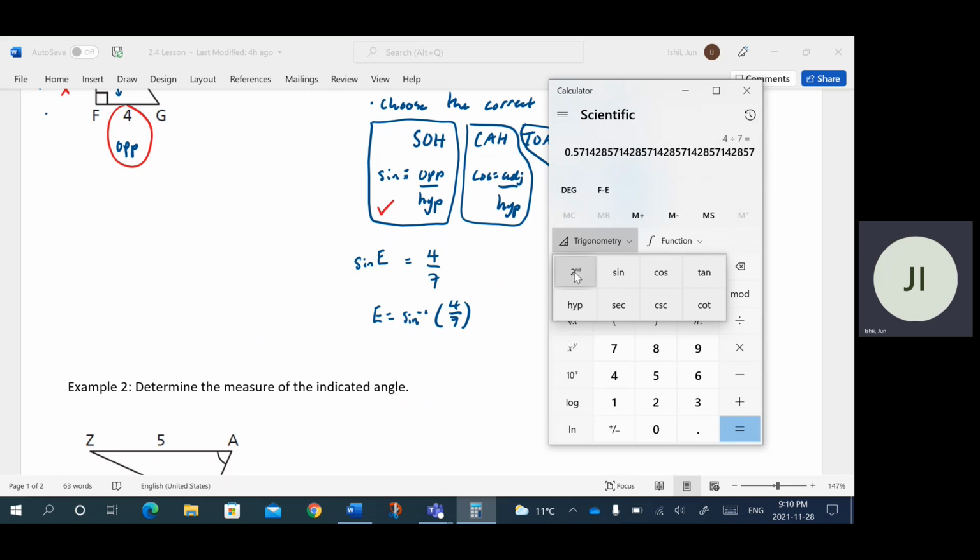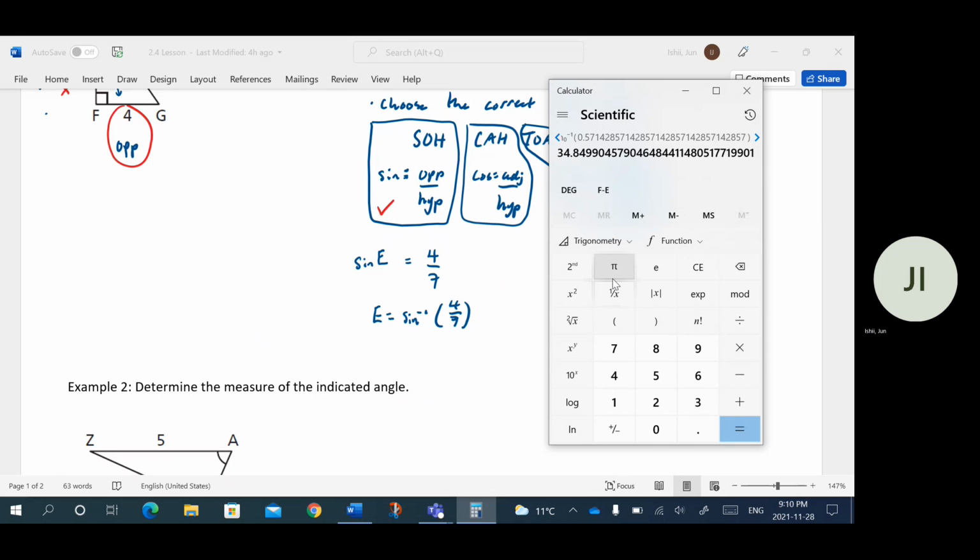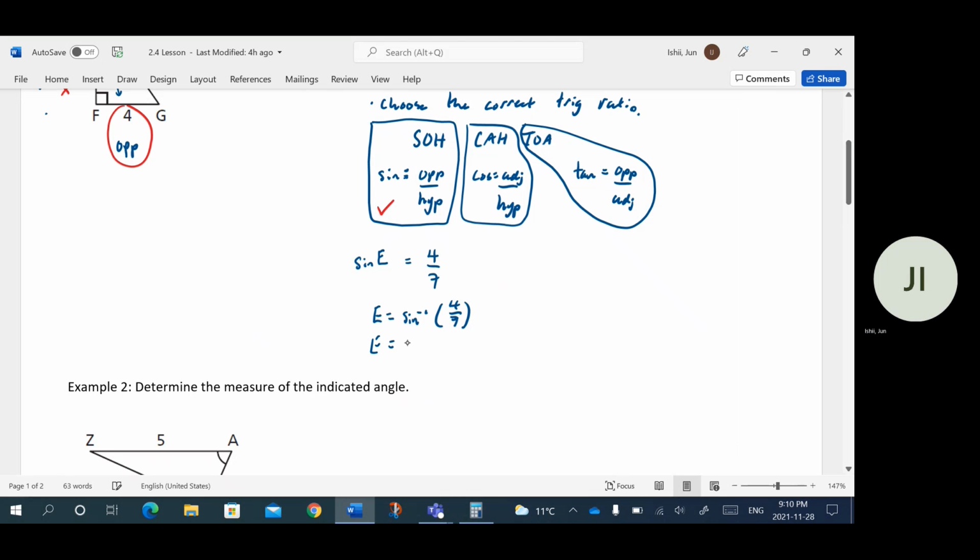All right, I'm trying to find an angle. On your scientific calculator, you should have a second button or a shift button, I believe top left. Just make sure you hit that first before you hit sine. What comes up is the actual measure of angle E. As it turns out, it's going to be 34.8 degrees. So angle E here equals 34.8 degrees.